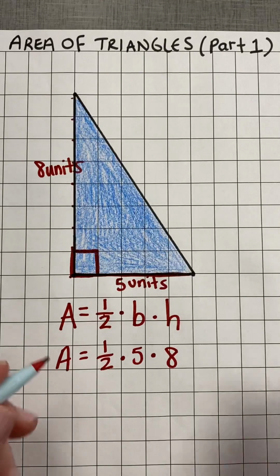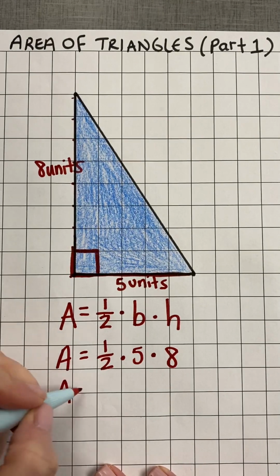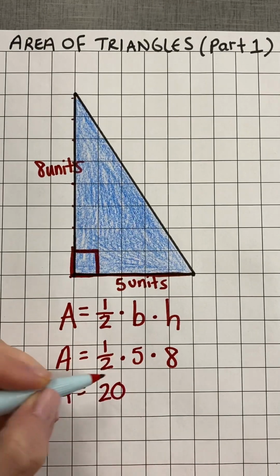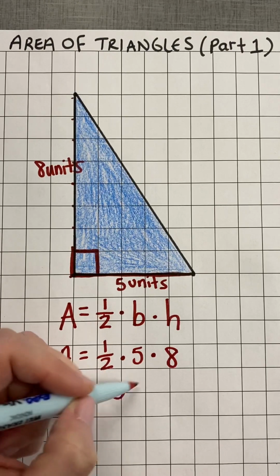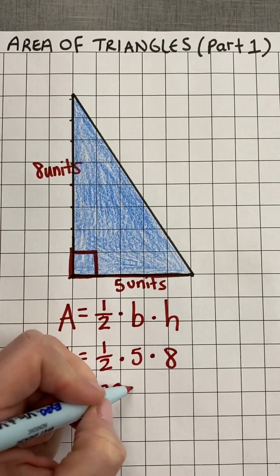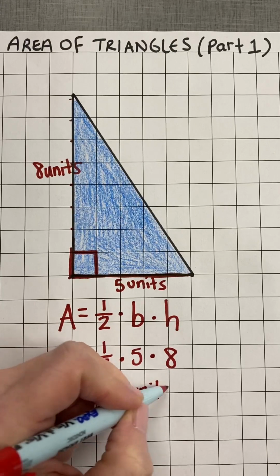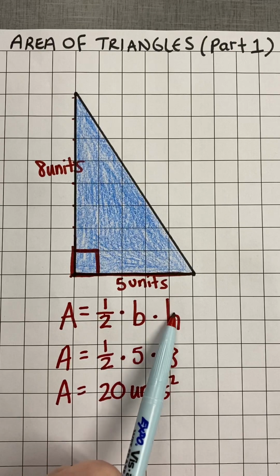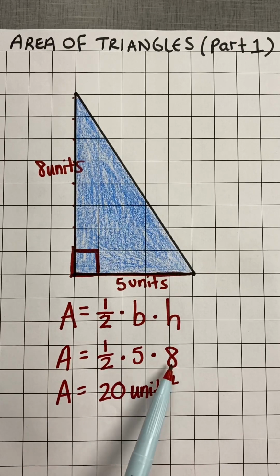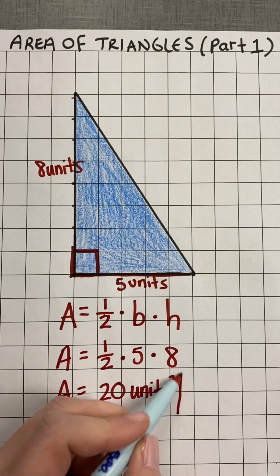20. So area equals 20, and my label on the back is going to be units squared. And remember, that's because units times units makes units to the second power. So that's going to be my final answer.